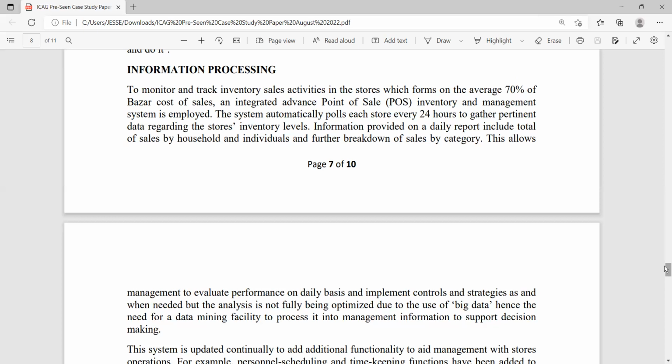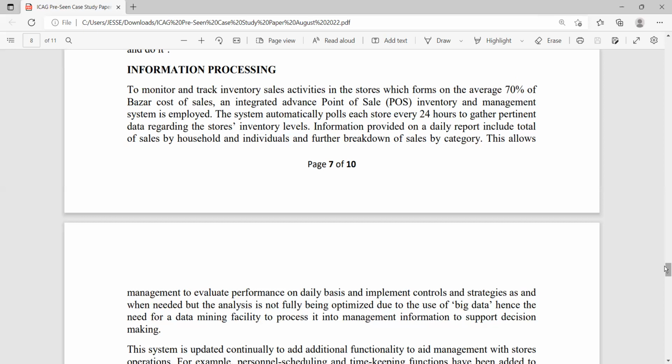So yes, that's great, but could this be done in real time? Well, by real time, we mean that as soon as an inventory sale is made, the system automatically polls it. Information provided on a daily report includes total sales by household and individuals, and a further breakdown of sales by category. So this is a report. Now I would brush up on reporting a bit and see how to prepare reports and do projections going into the exam.